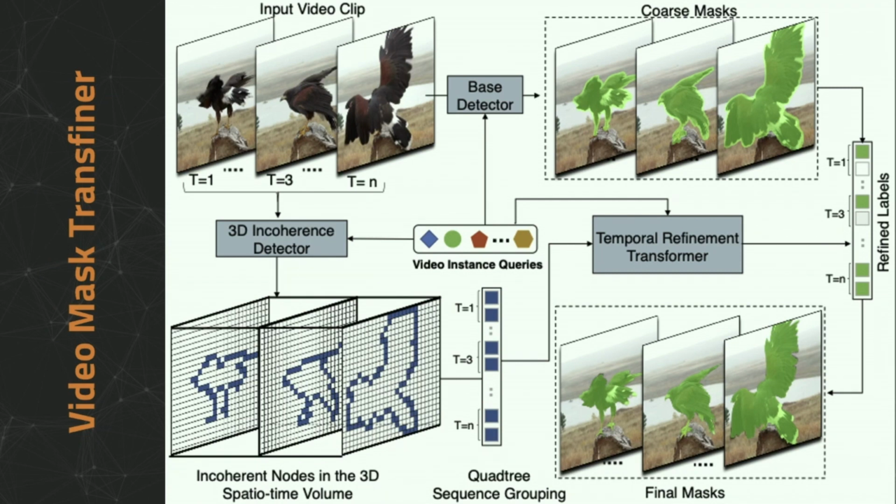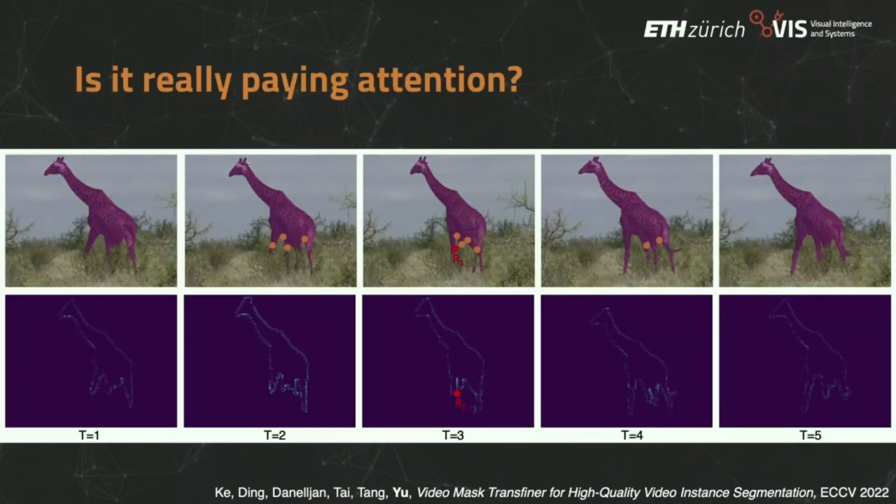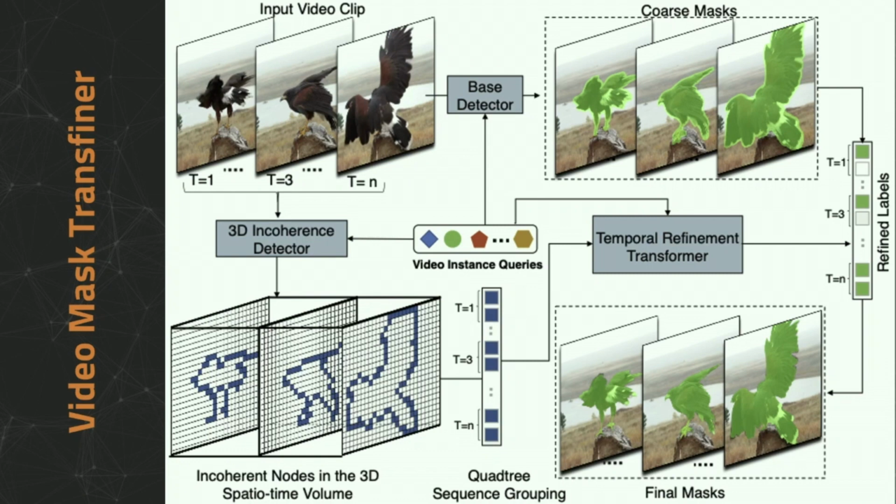And even further, we can extend this to video, using the same procedure on video frames, such that we can get video instance segmentation. What we do here is actually quite straightforward. We just take all the incoherent regions from all the frames, and count them together and then do the temporal refinement.